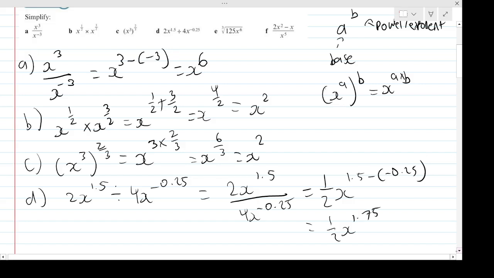And you'd be fine to leave it as that, but what you could say is you can write this as a fraction. So 1.75, well, that's going to be 7 over 4, right?